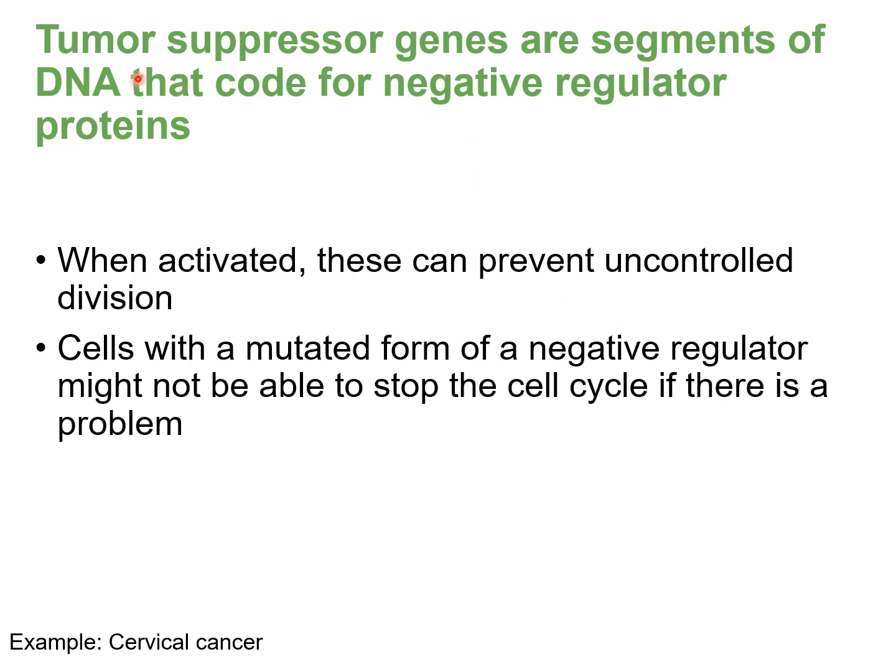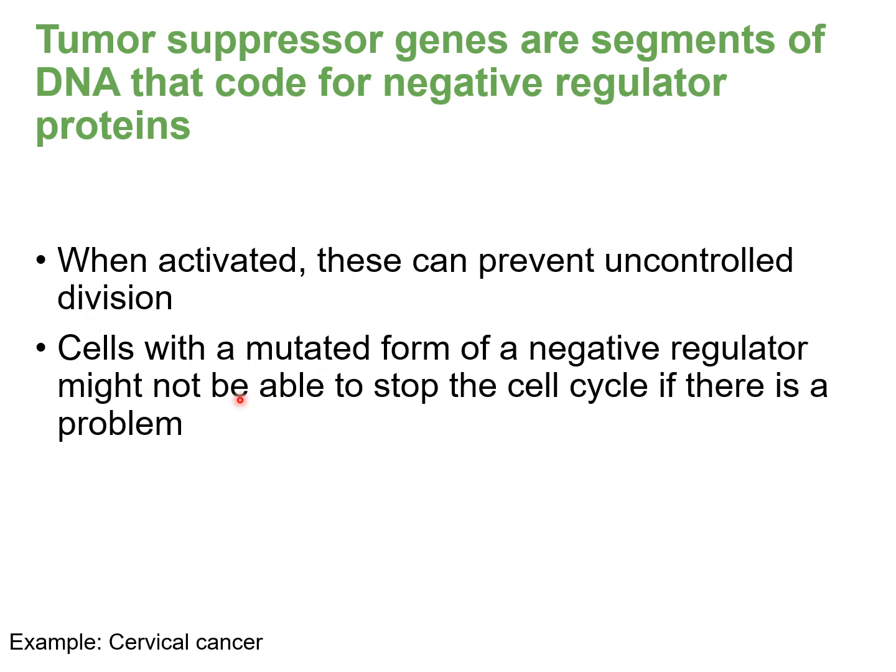So the other one is tumor suppressor genes, and these are just segments of DNA that code for negative regulator proteins. So remember, we have the positive regulator and the negative regulator. So proto-oncogenes is the go. Tumor suppressor genes now would be the stop, our negative regulator. And when these are activated, they prevent uncontrolled division.